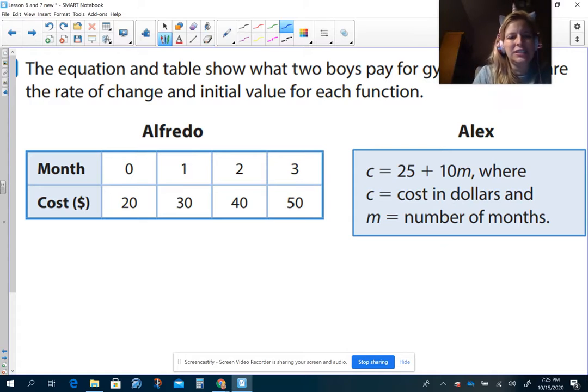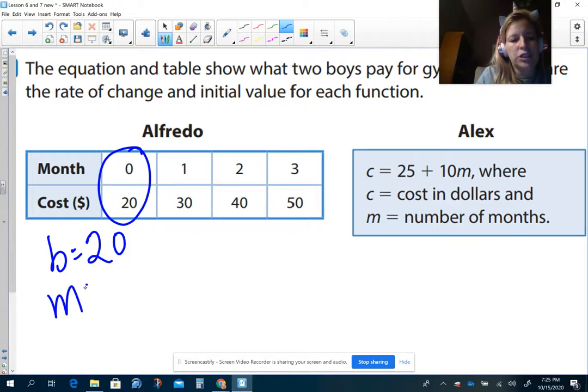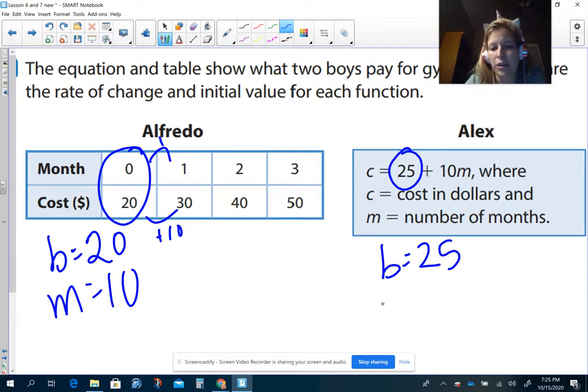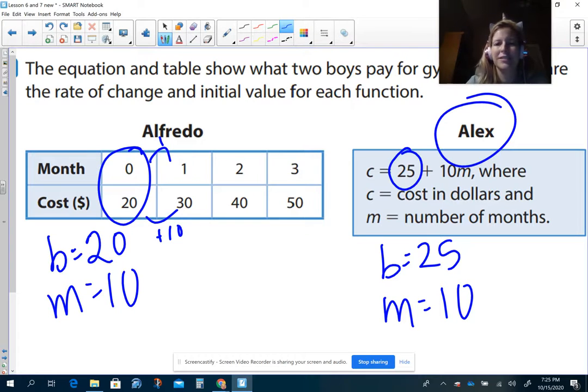Okay, let's see how you did. You ready? So for Alfredo, well, his initial value is 20. His rate of change is, let's see, +10 over 1. His rate of change is 10. And let's look at this one. So this initial value is 25, even though it was written backwards, but we could still understand it. And this rate of change is 10. So my rate of change is what? It's exactly the same, right? But what about my initial value? Who has the greater initial value? Alex does. Good job, guys.